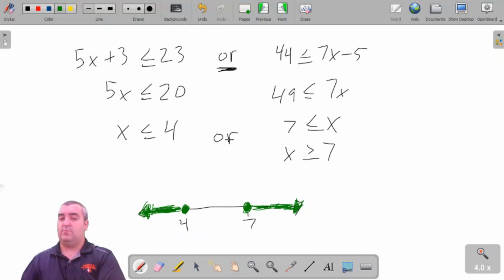Sometimes with these or statements, you could get where they overlap. So if this ended up being x is less than or equal to 7, you still put the dot here, but then because it's less than, you would just go right over. Okay. So or is when either of these two things are true.